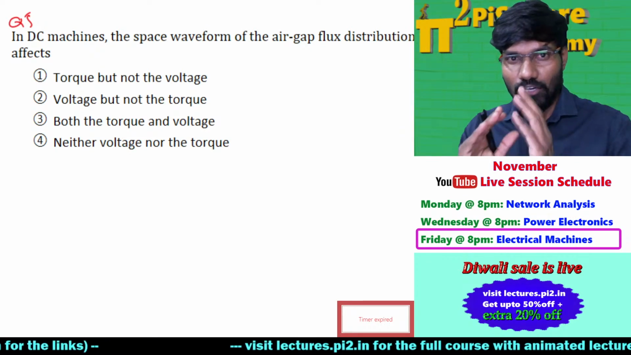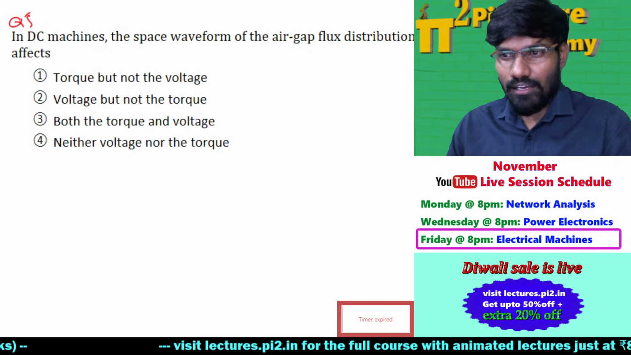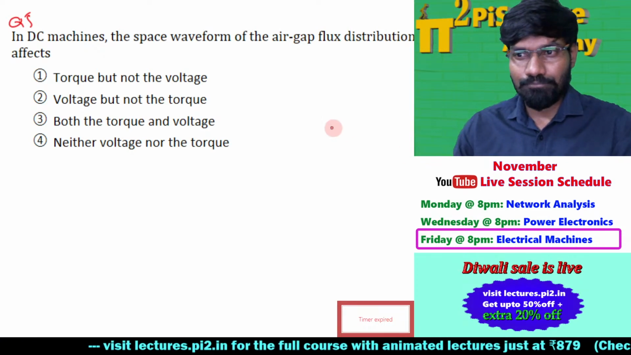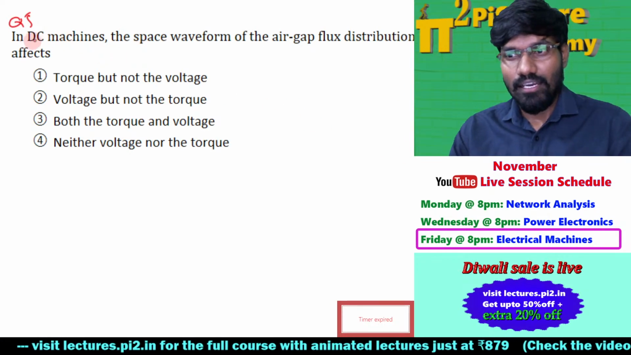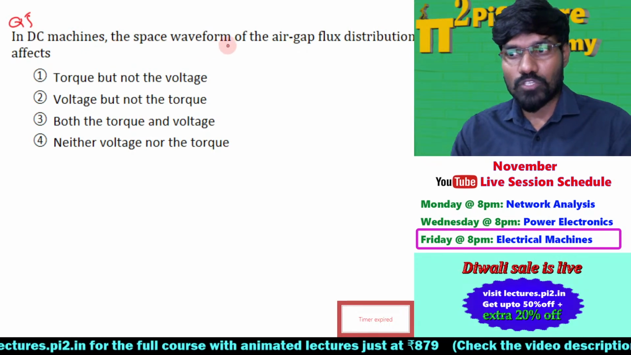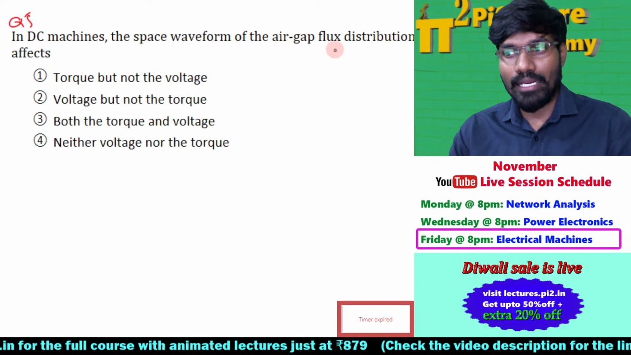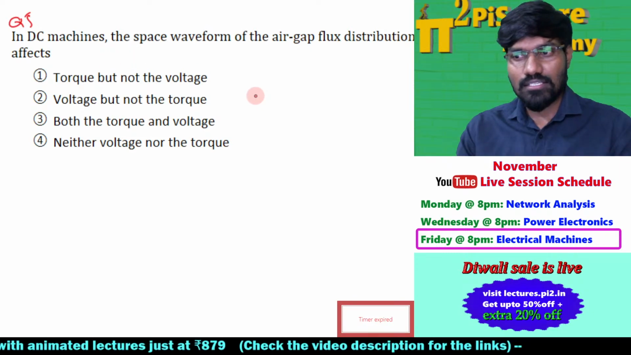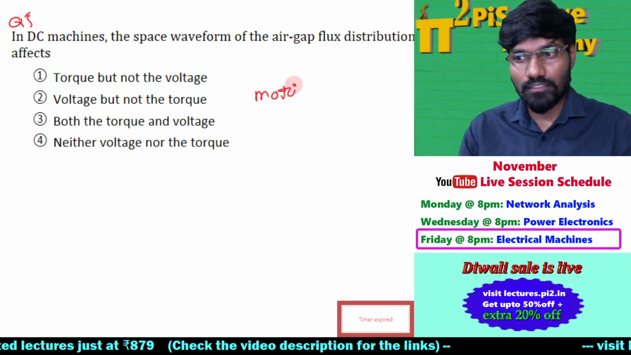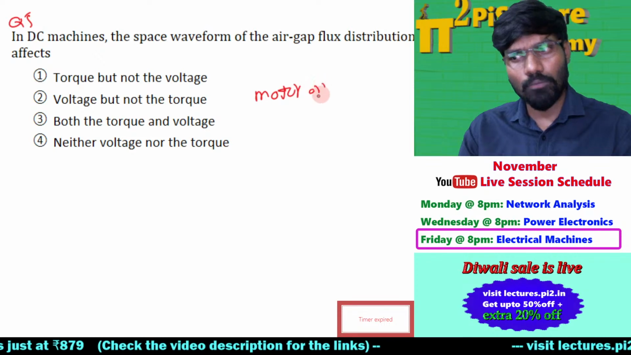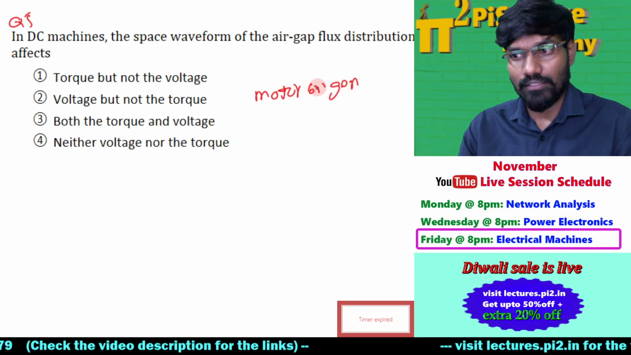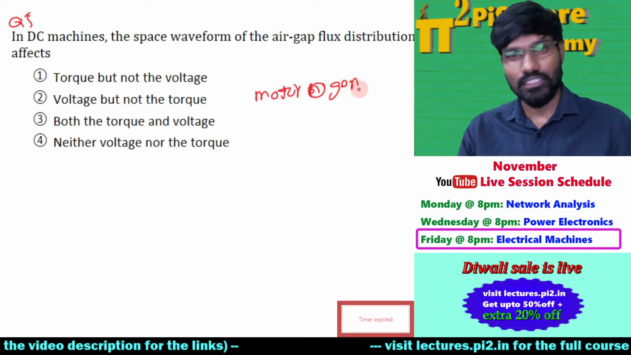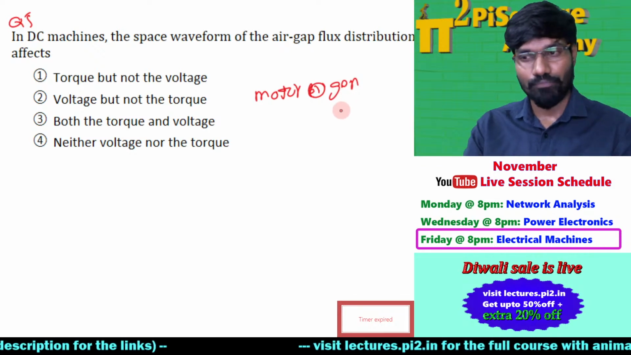Okay, guys, focus here. This might be a little contradicting. In DC machines, the space wave of the air gap flux distribution affects... DC machine means it could be a motor or it could be a generator. Either way, in general we call it a machine.